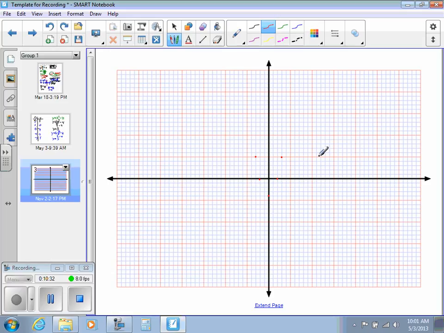Now I will attempt to sketch this graph in. Let's see how bad I do. Not too bad, I guess. And you get the idea.